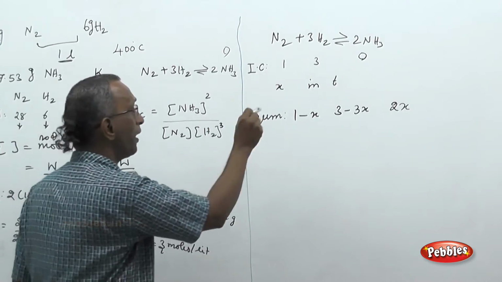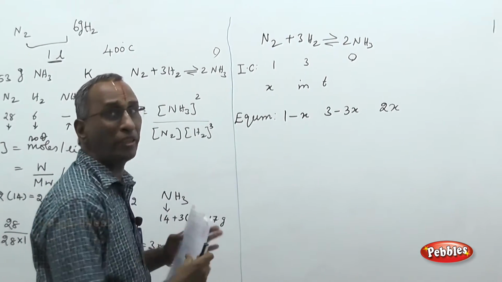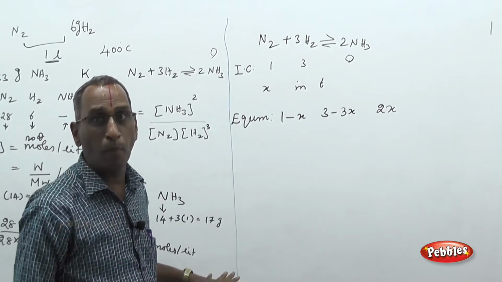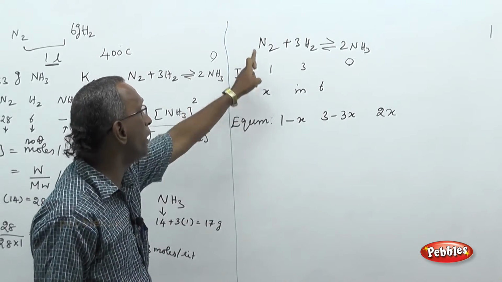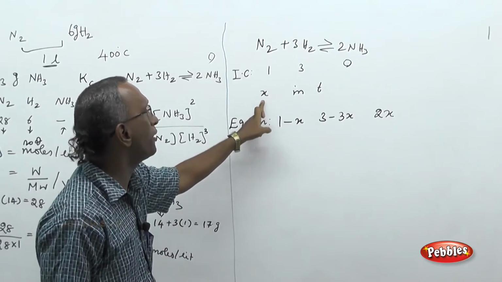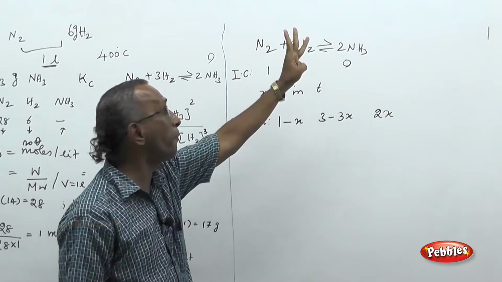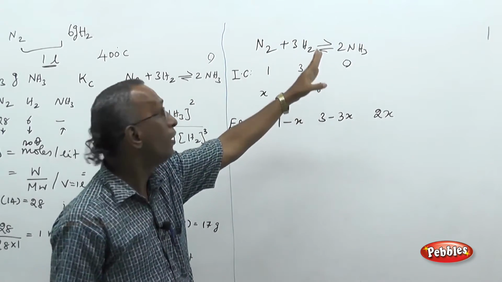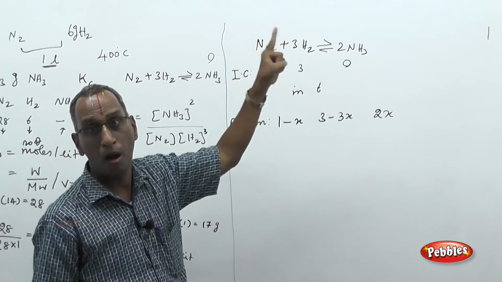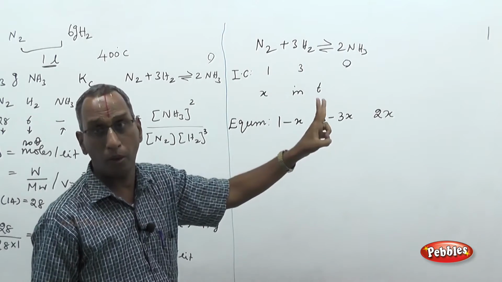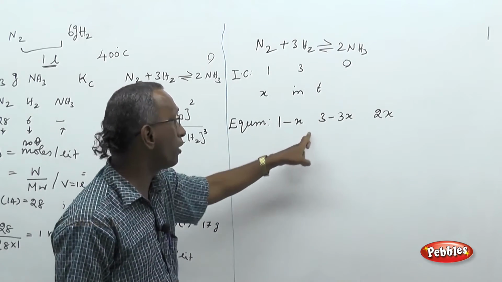So X is the amount reacted in time T in general. But for nitrogen 1 part X is reacted. But for hydrogen 3 parts, 3X, is reacted. Ammonia is not reacted, ammonia is formed. Ammonia formed is 2X parts. So these are the concentrations.